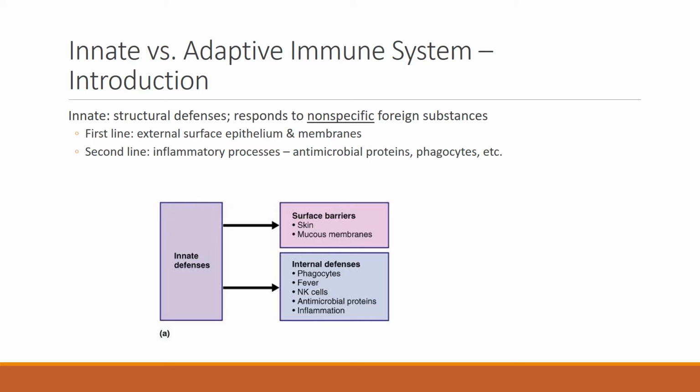The second line of defense is the inflammatory process, which usually occurs locally in response to some type of infection or injury. The purpose of inflammation is to destroy or inactivate foreign invaders and to set the stage for tissue repair. One of the key players in this are phagocytes, which are responsible for degrading many of the different pathogens. These include neutrophils, macrophages, and dendritic cells.